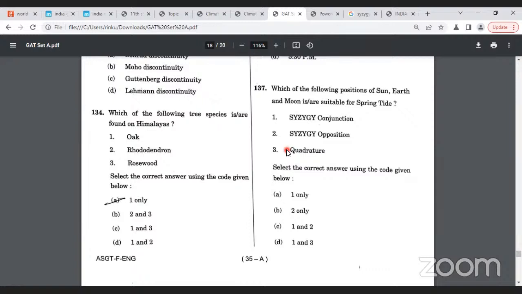In either case, as long as the syzygy happens, spring tides will occur because the gravitational forces of the sun and the moon are now working with each other instead of counter to each other, like happens in quadratures. Syzygy conjunction or opposition would happen on a new moon or a full moon day, and that would be considered a very suitable and ideal time for spring tides. So both 1 and 2 should work. The answer to 137 should be C, both 1 and 2. Quadrature would result in neap tides, so that wouldn't be an answer.